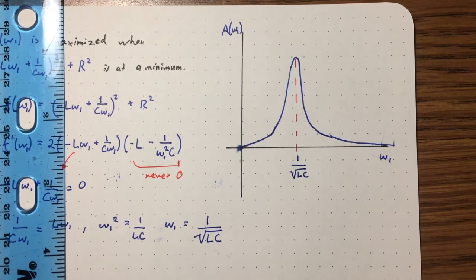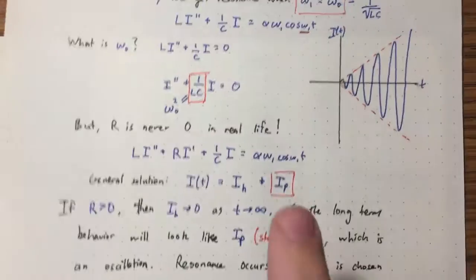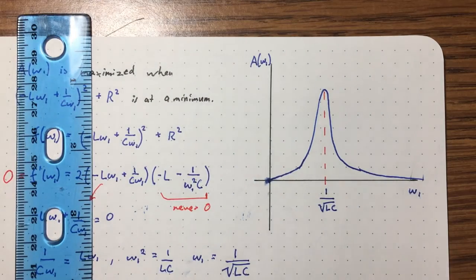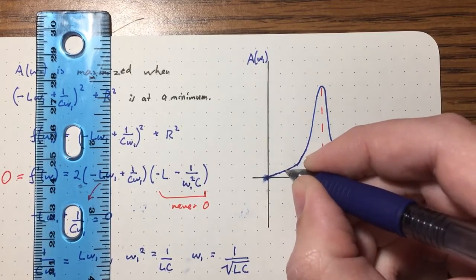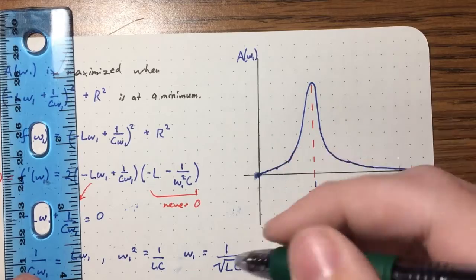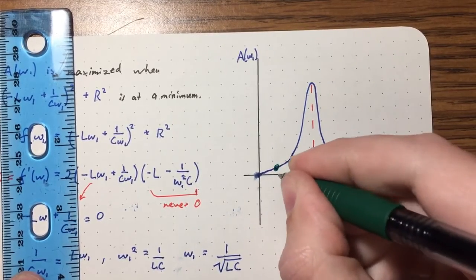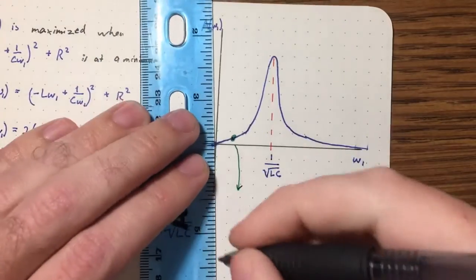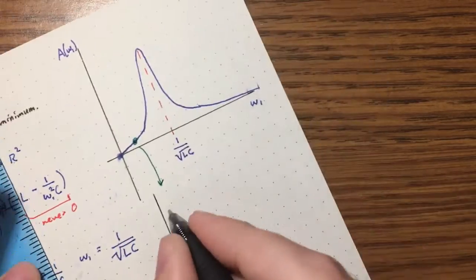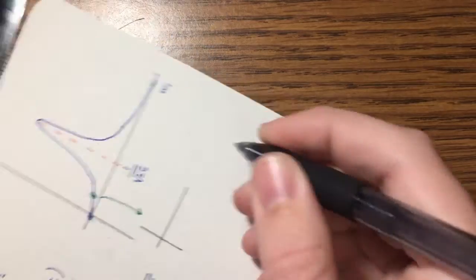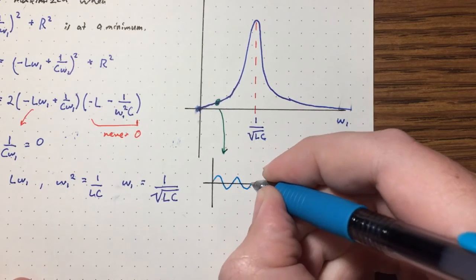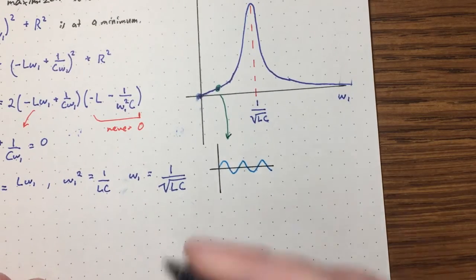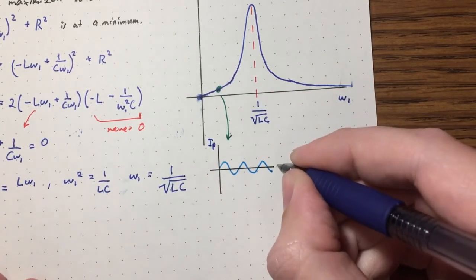This is not a solution to the differential equation, but each value of omega 1 corresponds to some differential equation, right? Some forcing function. And then we can look in turn at the steady state response. So for example, let's say this point here might correspond to a picture that looks something like this. So here's maybe a fairly small amplitude, right? So this is my graph of the particular solution, IP.